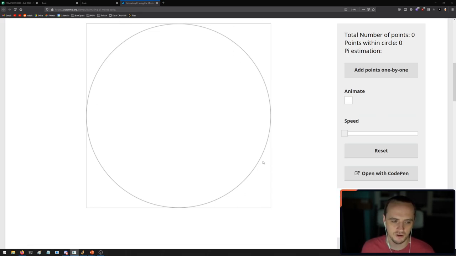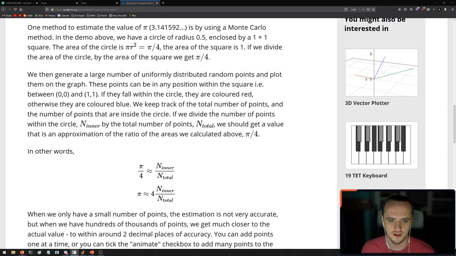So what the Monte Carlo method is going to do is generate random points. And then, since the circle fills up a very specific ratio of the square, we can count the number of random points which fall inside the circle and the number of points which fall outside the circle. So let's see down here. We then generate a large number of uniformly distributed random points and plot them on the graph.